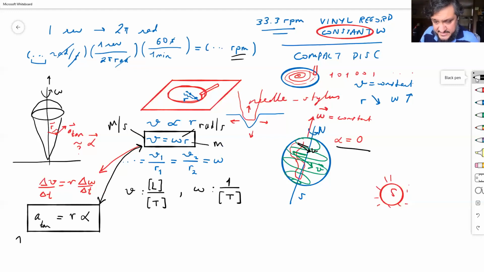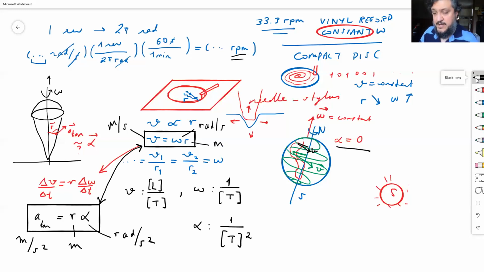So tangential acceleration is in meters per second squared, radius is in meters, and alpha is in radians per second squared. Okay, so again, alpha has the dimensions of 1 over t squared. All right. Good. So please remember these two relationships between the rotational and linear quantities. These are important. Now, going back to the vector nature of omega, v, alpha, and a.